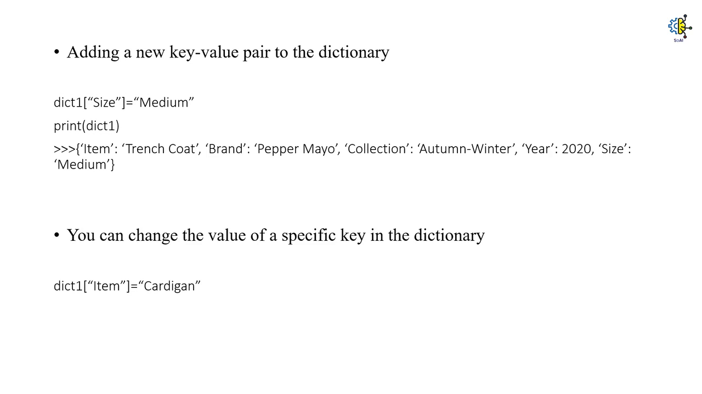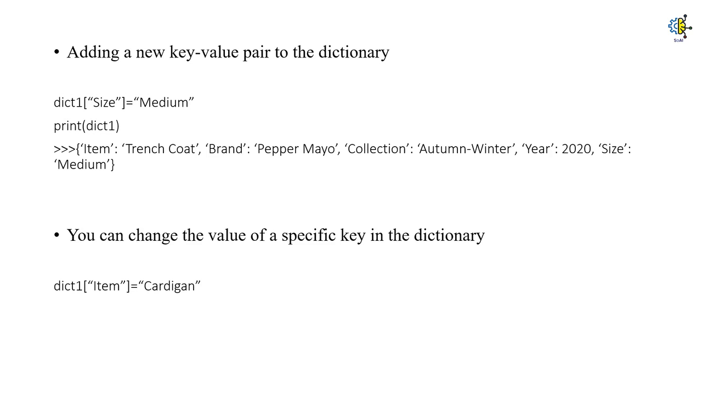If you want to add a new key value pair to the existing dictionary, you can do so using square brackets. As shown, dict1 square brackets pass the new key. Here the new key is size and assign the value to it. So here the new value is medium. Now if I print dict1, you can see that along with the existing key value pairs, the new key value size equals medium has also been stored.